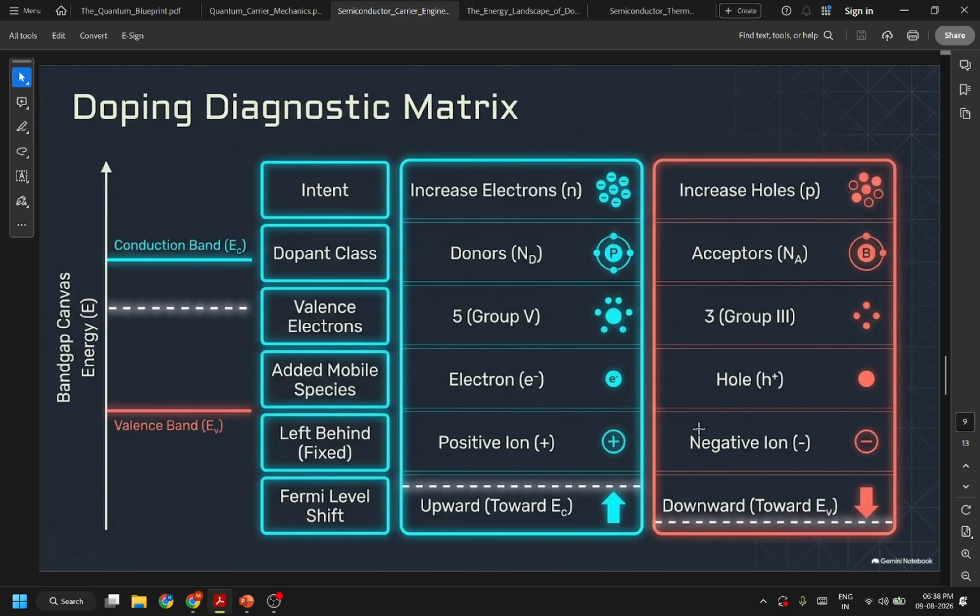So how is doping done? If we want to increase electrons, we give donors like phosphorus, which have five valence electrons. If we want to increase holes, we give acceptors like boron, which have three valence electrons, so one less than silicon. So they would like to have an electron from silicon, whereas phosphorus has five valence electrons, so they will like to give one electron to silicon. That is why generally we use group 5 for donors and group 3 for acceptors.